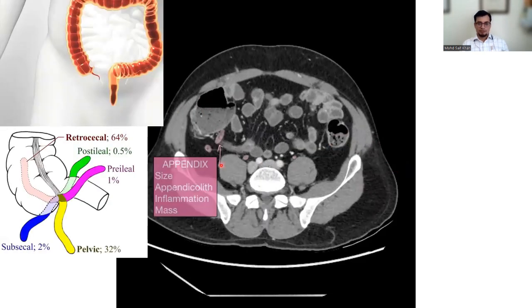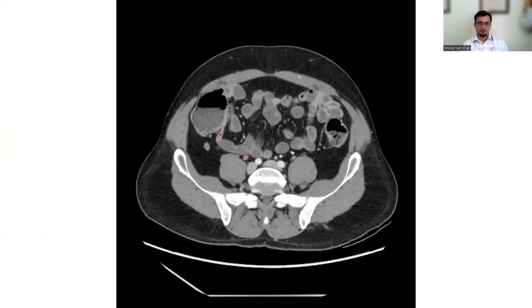Now we will talk about the appendix. The appendix is a blind-ended tube connected to the cecum. Okay, it's a very small, thin tube. Usually, it is connected to the cecum, and it's commonly located posteriorly. There may be variation in position, but the retrocecal position is the most common position of the appendix. So if you scroll up and down in the CT scan, you can see its connection with the cecum. So here, it is connected to the cecum posteriorly.